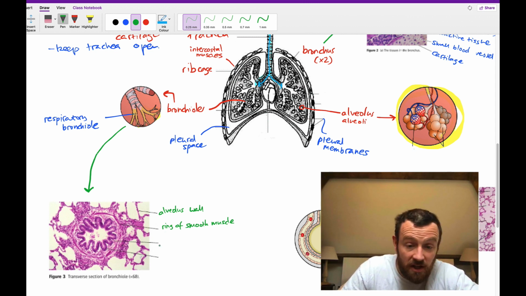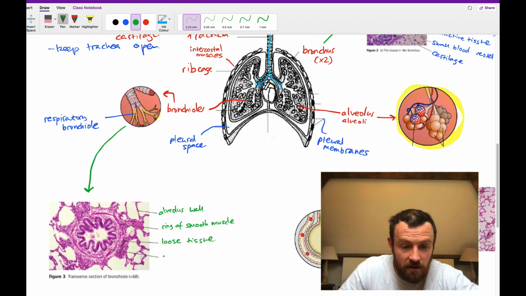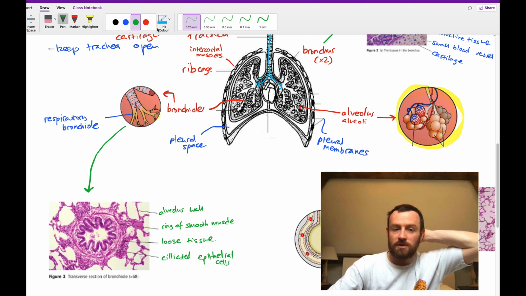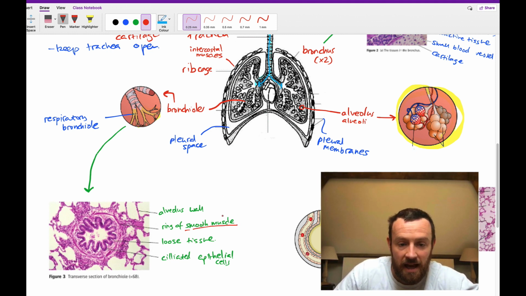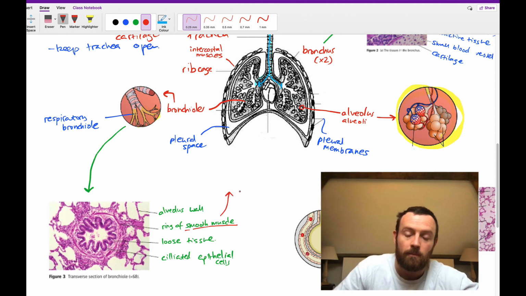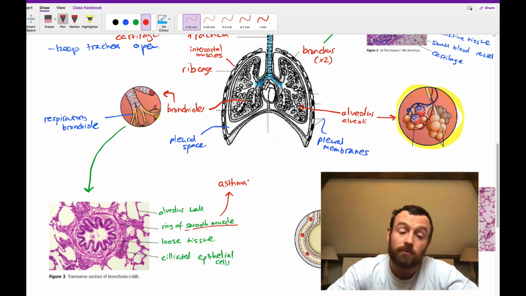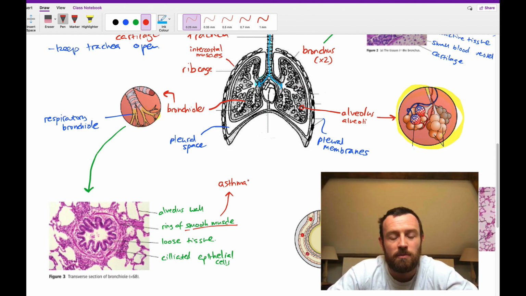Then we've got some loose connective tissue. And then these here are ciliated epithelial cells. Now, just a little side note on the smooth muscle. This smooth muscle tissue in the bronchioles can be responsible for asthma attacks. In asthma attacks, the smooth muscle can constrict.